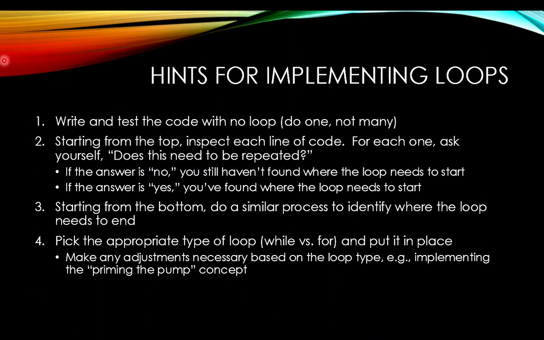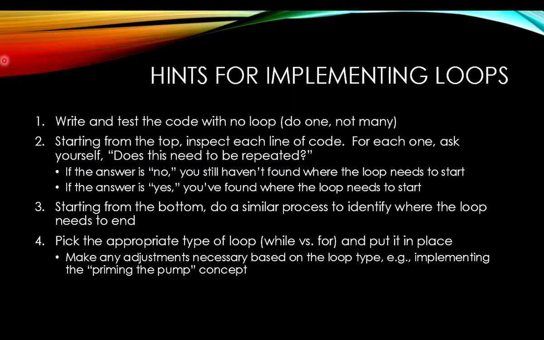You do the same thing starting from the bottom, looking for where code that needs to run after the loop, and again you'll find an exact spot where this line needs to be in the loop and this line doesn't, so you know where the loop needs to end. Then you just have to pick the appropriate type of loop because you know where it starts and ends. Now what type of loop do you need? Do you want a while? Do you want a for? What makes best sense? You then put it in place, and then sometimes you have to make some tiny adjustments based on that type of loop. For instance, if you then want a priming the pump kind of scenario, then you know you have to make some small adjustments to that. But that's really the key to figuring out where to start and stop with a loop.